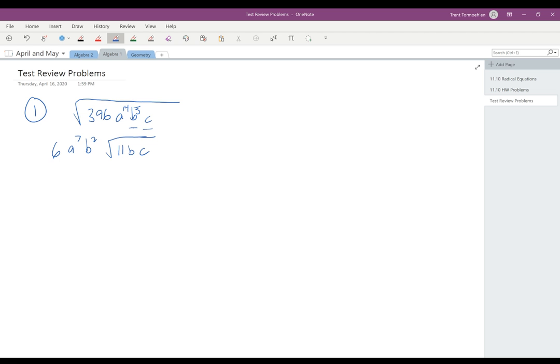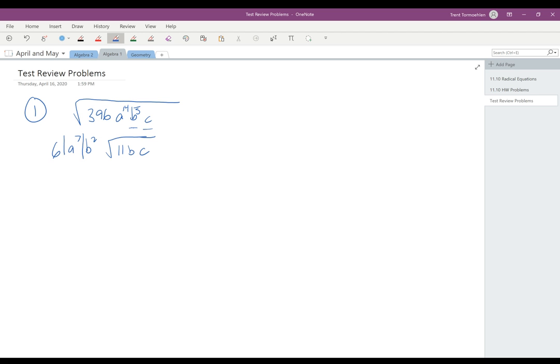But a could be negative. And so if a was negative, a to the 7th, once you did the square root, would also be negative. But we know that we're talking about the principal square root. So our resulting answer has to be positive. So the a to the 7th needs an absolute value around it. Remember, if it's an even power inside the square root and an odd power outside the square root, that's when you need absolute value.